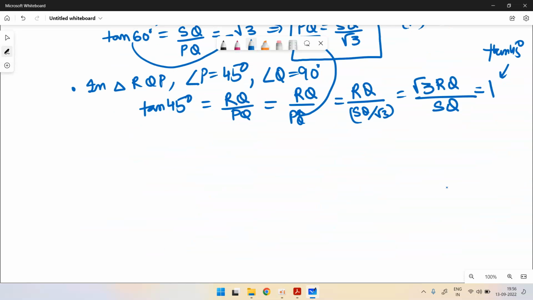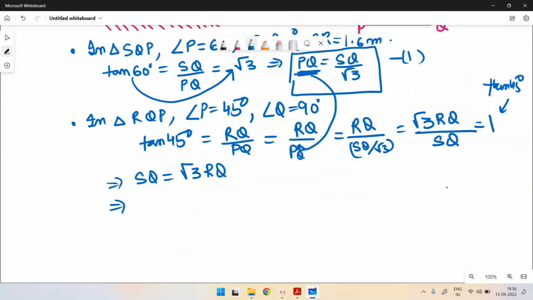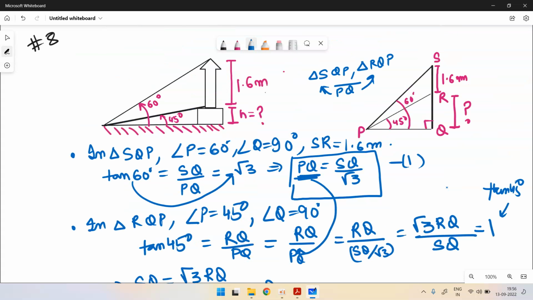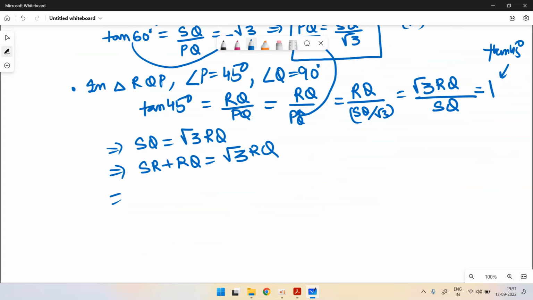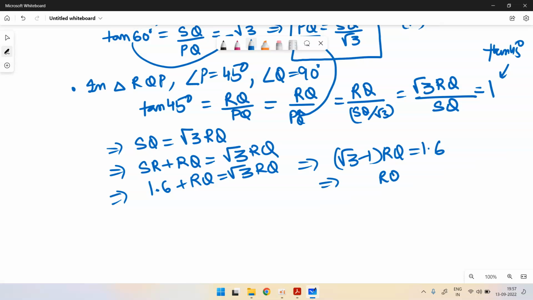So SQ is equal to root 3 RQ. Now you know what SQ is: SQ is SR plus RQ. So SR plus RQ equals root 3 RQ. You are given that SR is 1.6 meters, so 1.6 plus RQ equals root 3 RQ, which implies that (root 3 minus 1) RQ equals 1.6 meters, implying that RQ is 1.6 by (root 3 minus 1).